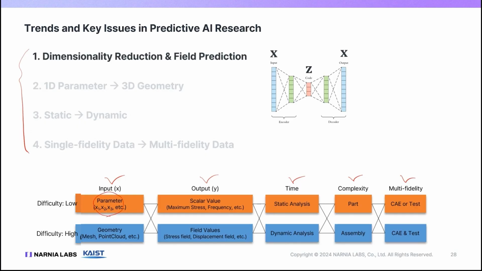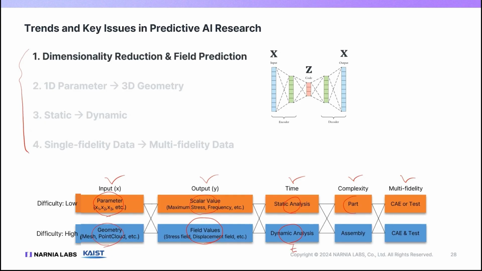In the diagram, the upper right represents lower difficulty, while the lower part indicates higher difficulty. For instance, there may be cases where the geometry cannot be parameterized, such as when it is represented only by a mesh or a point cloud. Also, if the output is a scalar value, the task is easier. If the output is a field value, it becomes more difficult. That's because in the case of a field value, you have to predict high-dimensional data. Also, if the situation is static, it's easier since you're predicting a single time point, but if it's dynamic and you have to consider all time steps, it's more difficult.